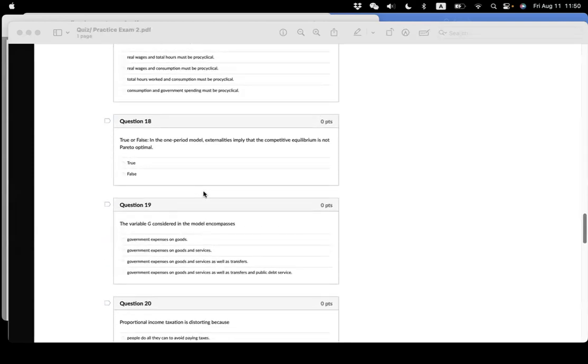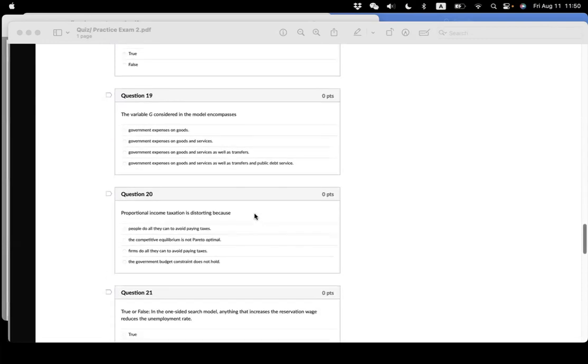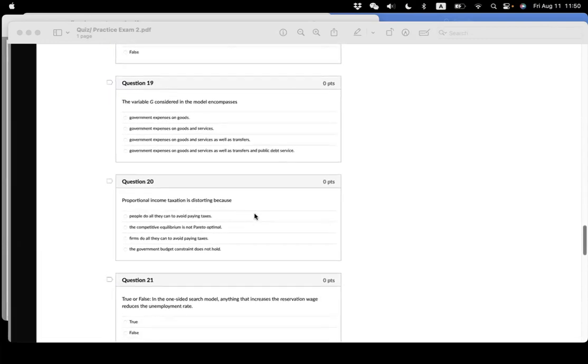18. True or false? In a one-period model, externality implies that competitive equilibrium is not Pareto optimal. Right, so the answer is correct. However, you should keep in mind, there are other things that lead to the competitive equilibrium not being Pareto optimal, including distortion taxes. Now, 19.